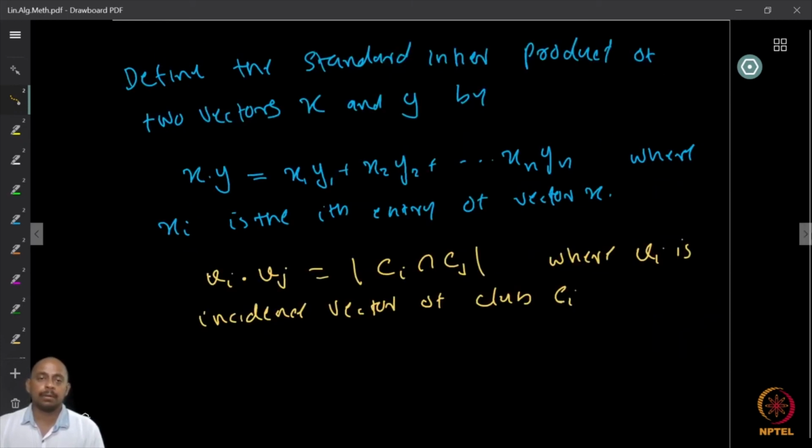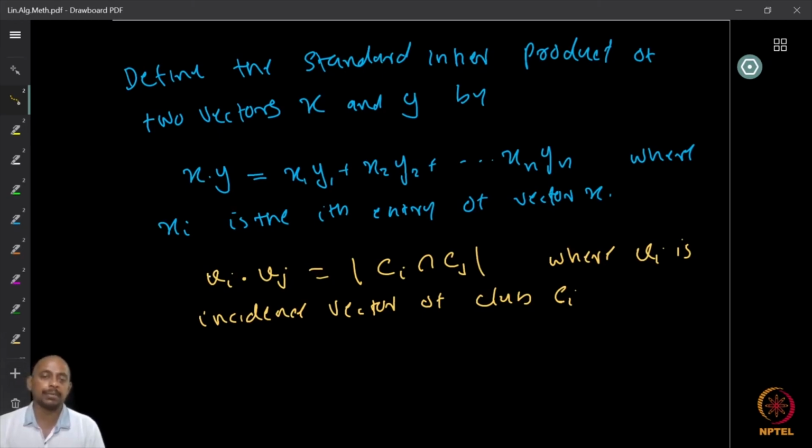Now, let us define the inner product of two vectors. If I take vectors x and y, then each has n components, since n people are there, and each position tells 0 or 1 depending on whether the person is present or not. So the inner product x dot y is defined as the term by term product: x1 y1 plus x2 y2 plus etc., up to xn yn, where xi is the ith entry of the vector x. Then we have the sum of all this.